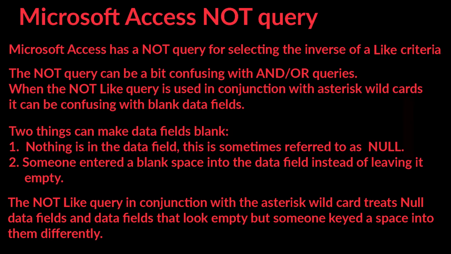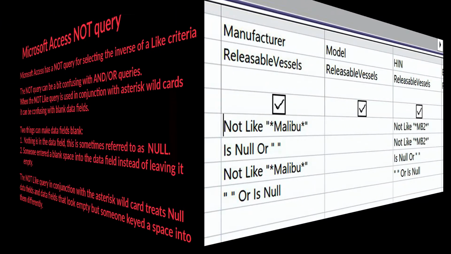Two things can make data fields blank. One, nothing is in the data field. This is sometimes referred to as null by a database. Two, somebody entered a blank space into the data field instead of just leaving it blank. The not like query in conjunction with the asterisk wildcard treats null data fields and data fields that look empty but someone keyed a space into them differently.